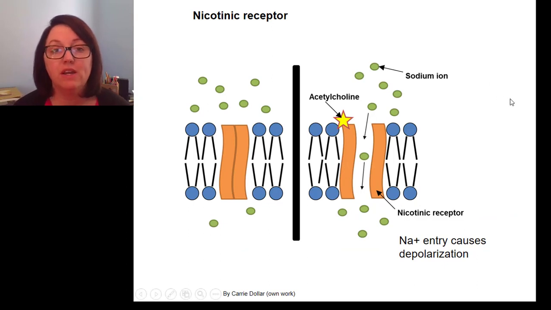So this is how a nicotinic receptor might work. Here is the nicotinic receptor. Here we can see that the acetylcholine is now bound to the receptor, and the acetylcholine acts as the chemical that opens the gate, and now sodium ions are diffusing into the neuron, and that will cause depolarization of the neuron, leading to an EPSP. This is pretty typical for how a neurotransmitter might work.